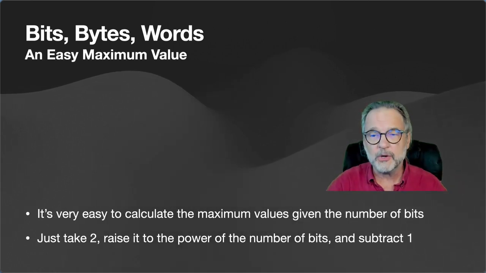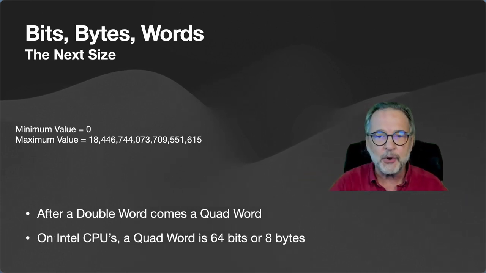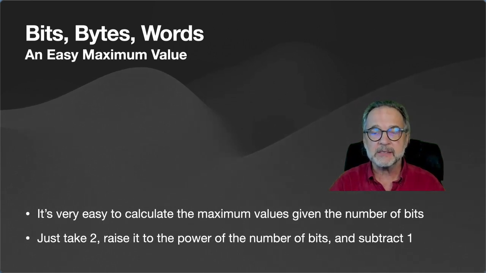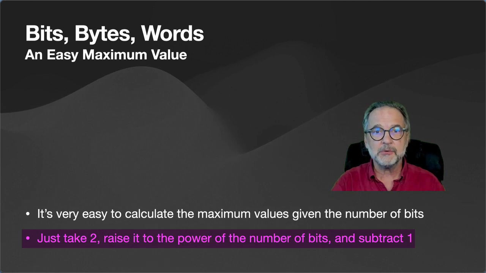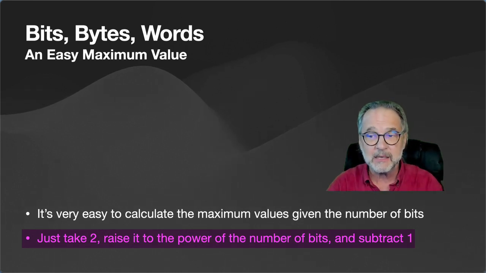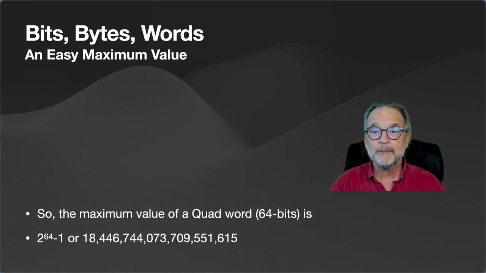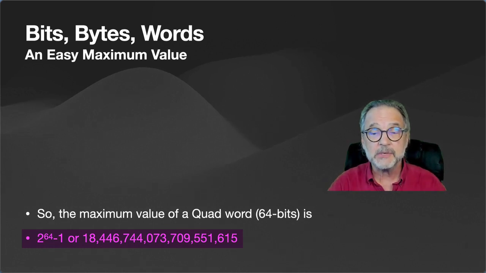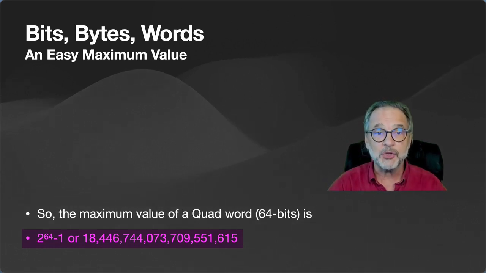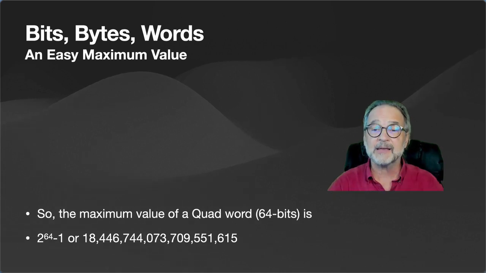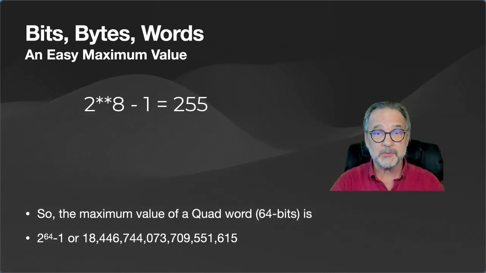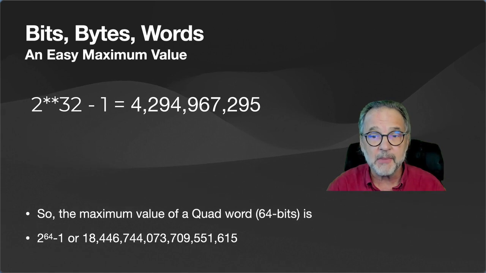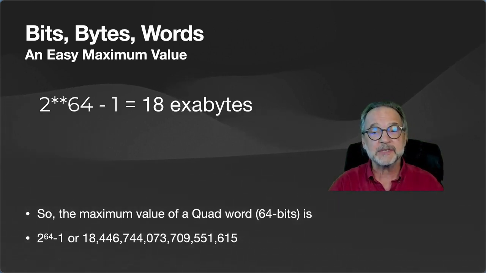You might be asking, how did I know what the minimum and maximum values were of these sizes? It's very easy to calculate. Just take 2, raise it to the power of the number of bits, and then subtract 1. So, for instance, a quad word is 64 bits, so we take 2 to the 64 minus 1, and we get that huge number. You can do that for any data type. For a byte, it's 2 to the 8 minus 1. A word, 2 to the 16 minus 1. A double word, 2 to the 32 minus 1. And a quad word, 2 to the power of 64 minus 1.